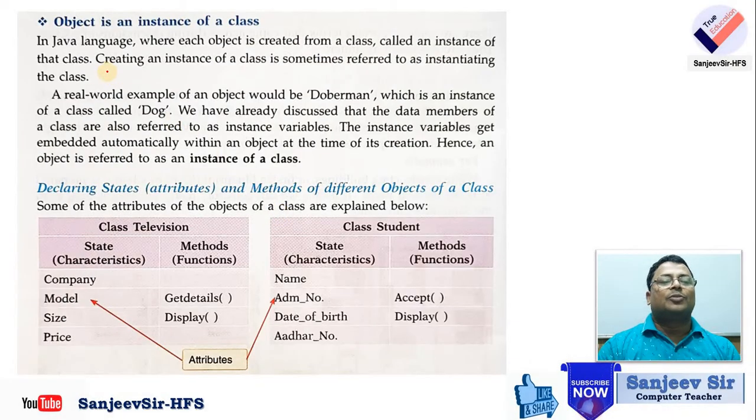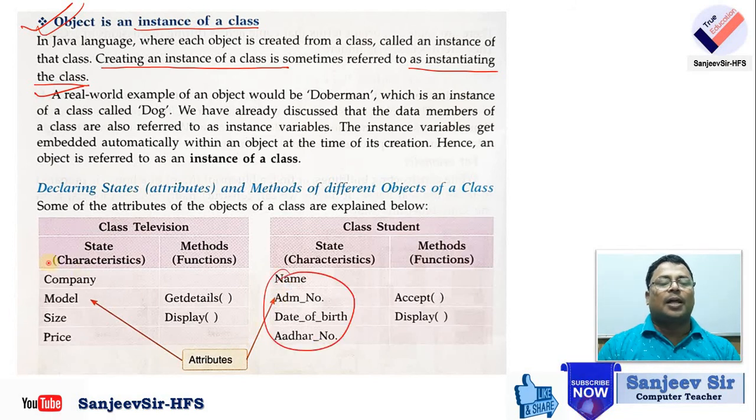That's why an object is known as an instance of a class. When we create an instance of a class, it is sometimes referred to as instantiation of the class. The real world objects that we create have attributes, and these attributes belong to, for example, the television class and the student class. That means different classes will have different attributes and different methods.